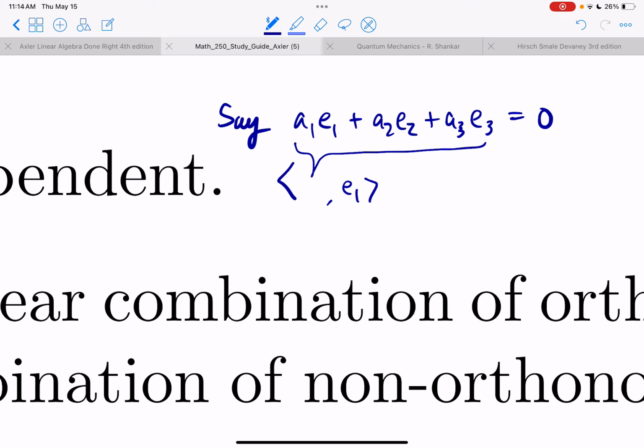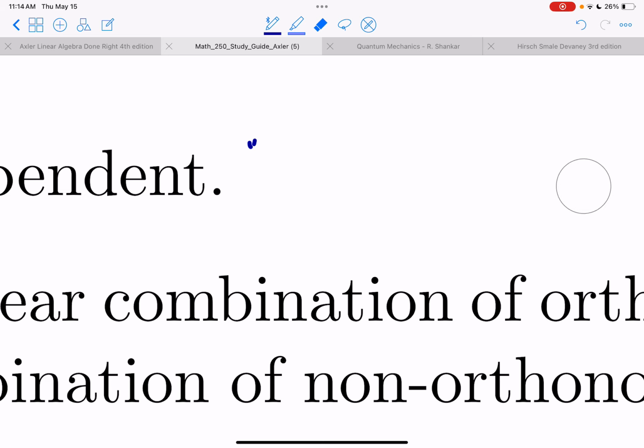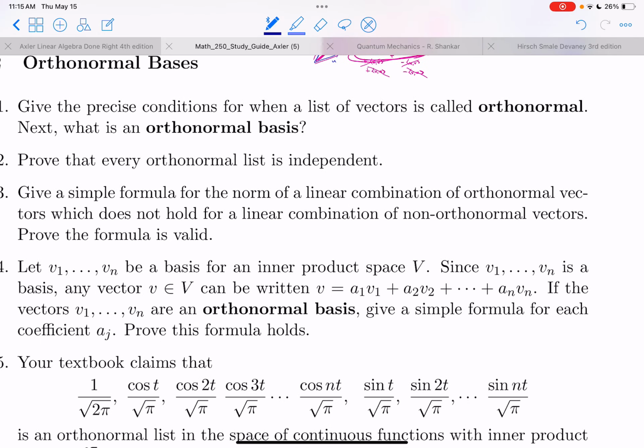by linearity in the first slot, when e1 hits e1, I'm going to get 1. And then when e1 hits e2, I get 0, and e1 hits e3, I get 0. And so I will get a1 times 1. But if I do it with the right side, I get 0 dot e1, which is 0. And that shows that a1 is 0. Similarly, by taking the dot product with e2 on each side, we would get that the coefficient a2 has to be 0, etc. Okay, that's one way to do it. I think the book does it a slightly different way.